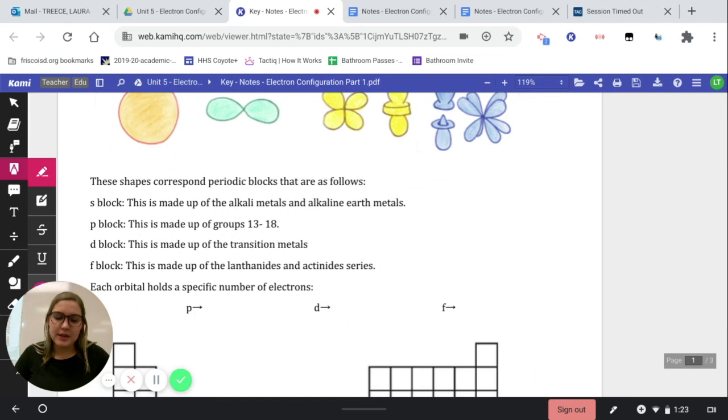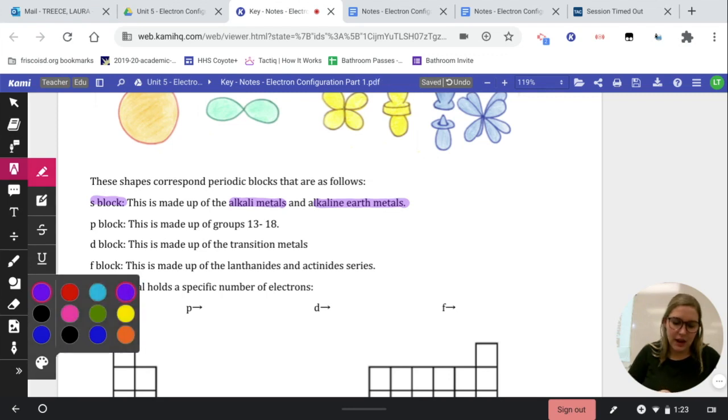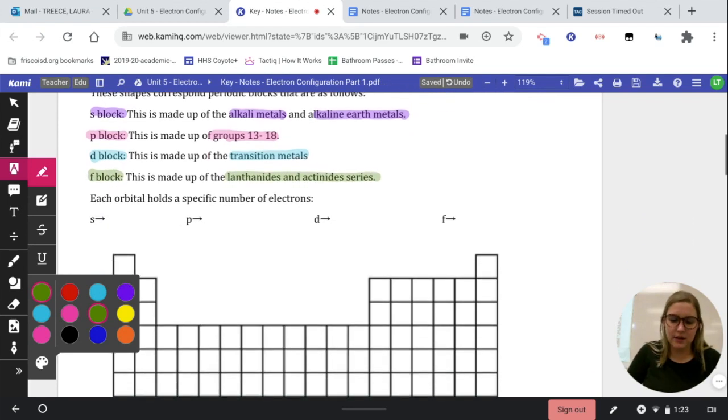Now, the different orbitals actually correspond to areas on our periodic table. Our S block is made up of the alkali metals and alkaline earth metals. Then we have our P block, and our P block is made up of groups 13 to 18. Our D block is the transition metals. And then last but certainly not least, our F block is the lanthanide and actinide series.